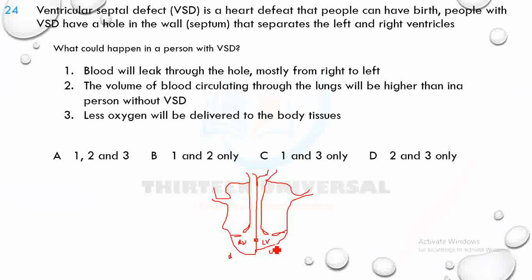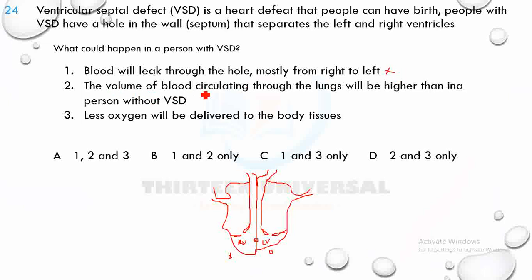So, blood will leak through the hole mostly from right to left. No, it's not going to move from right to left, because the left generates more pressure. The flow will be in the direction of high pressure to low pressure. So it cannot be from right to left, because the left has a thicker wall and generates more pressure. So one is eliminated; one is wrong.